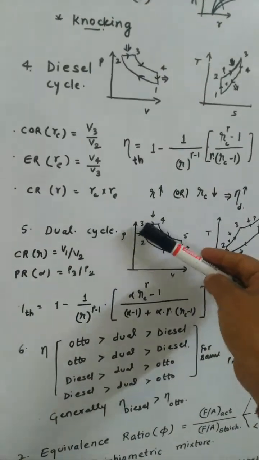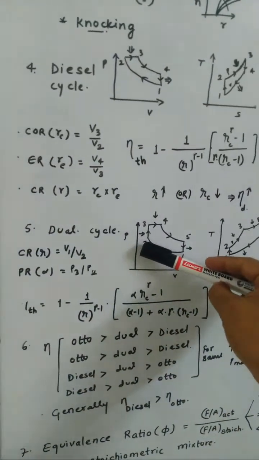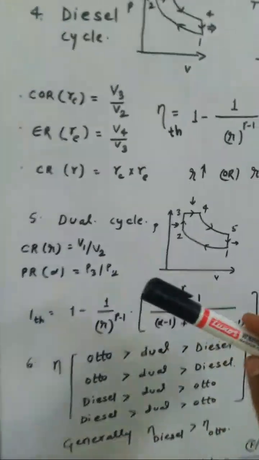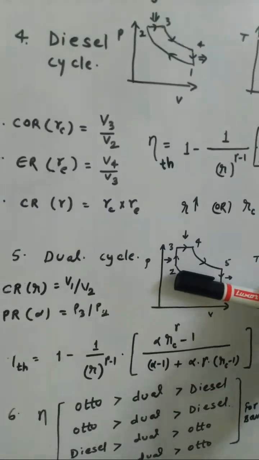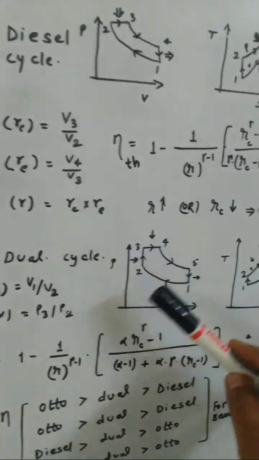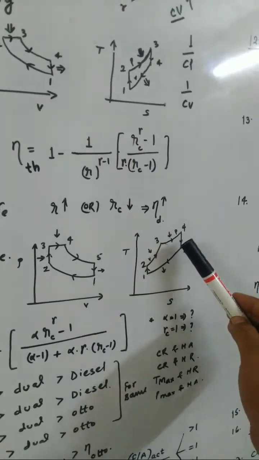Again, some terminology for this. Compression ratio is the same, V1 by V2. There is one more ratio called the pressure ratio. Pressure ratio is P3 by P2. Cutoff ratio is the same, V4 by V3. This is the PV diagram, and similarly you can see the diagram in TS also.